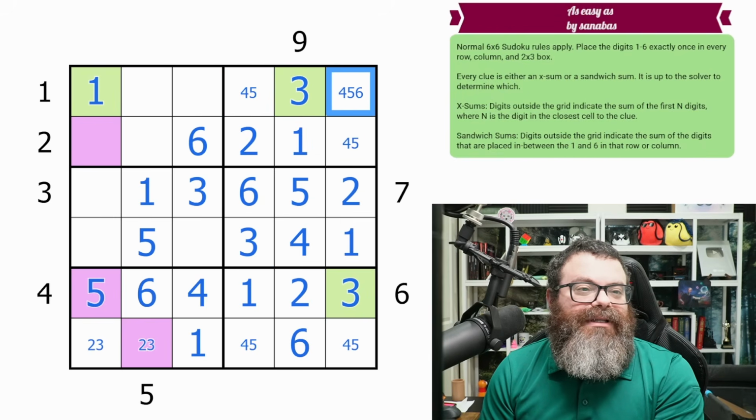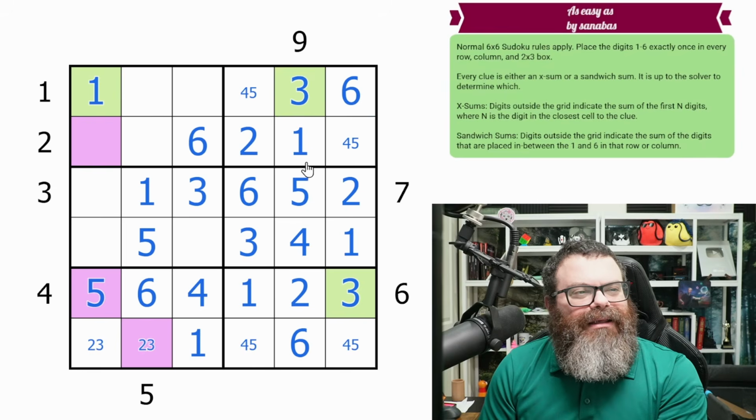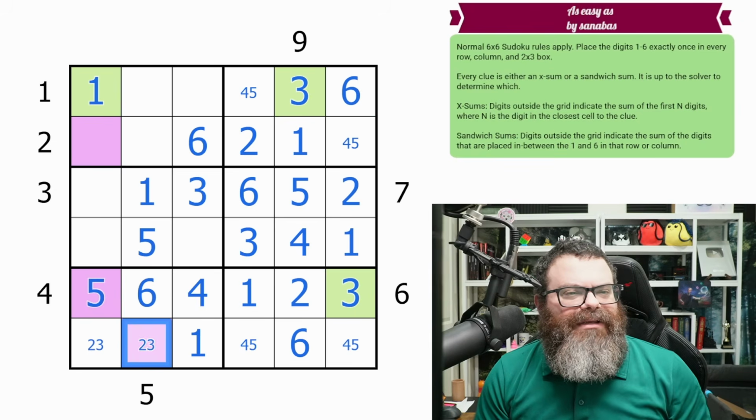Neither of these are 6. So that's our 6. The 2 is done. 4 is... Are there any still waiting to be completed? I don't think so. I'm going to get rid of the colors now.